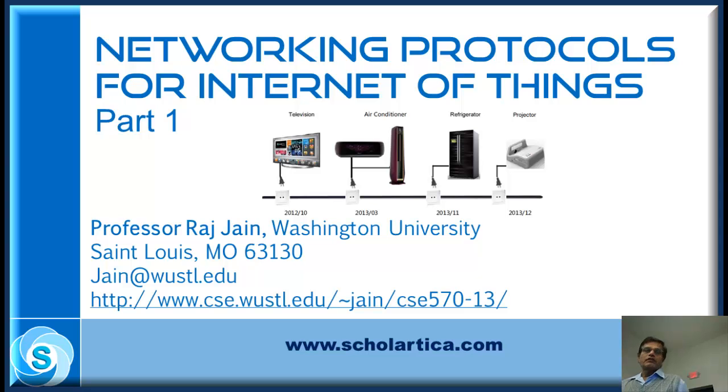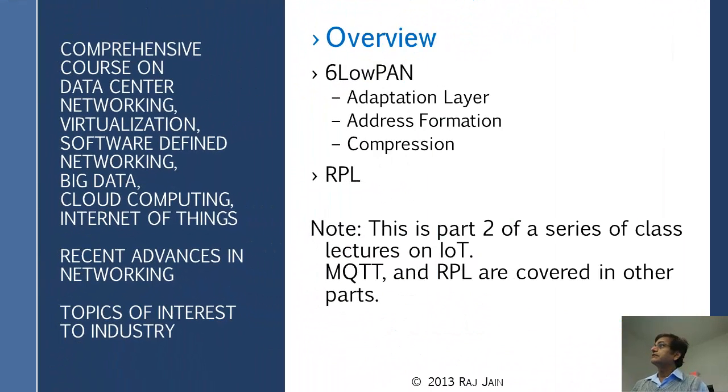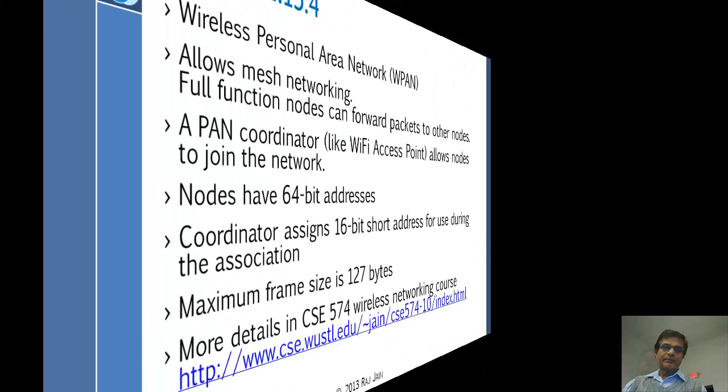So now we are on the second module of Internet of Things. This is networking layer protocols. We were talking so far at the data link layer. Now we are at the next layer, which is the networking layer. And we will talk about at least two protocols, if not more. Those two protocols would be 6LoWPAN and RPL.